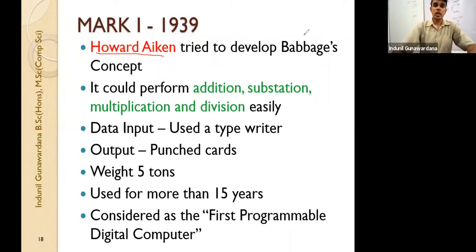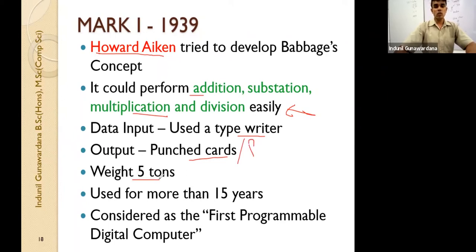Howard Aiken tried to develop the Babbage concept. It could perform addition, subtraction, multiplication, division, and many other computations easily. Since even the earlier machines supported tables of calculations, this should definitely do more than that. Data input was by a typewriter. So we didn't use punch cards; a typewriter was there to insert characters. Output was based on punch cards. Also, this had printers as outputs.